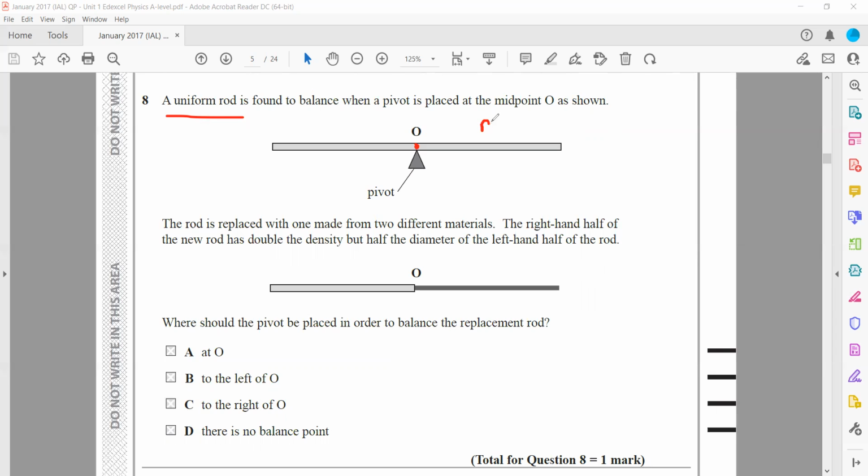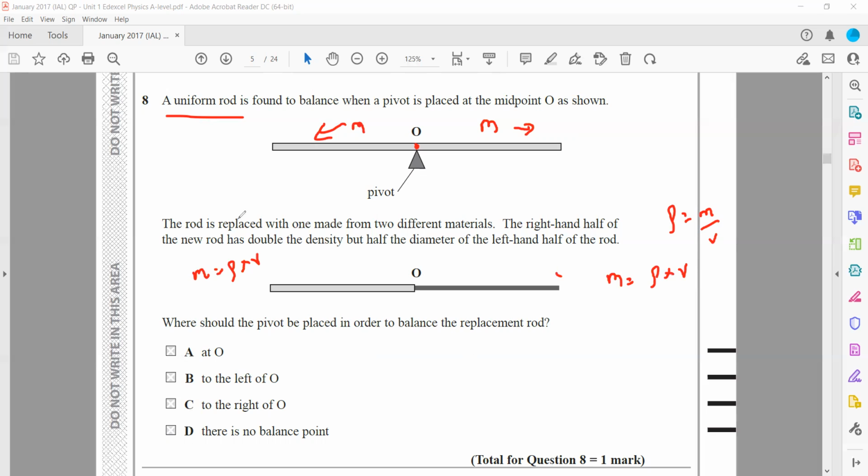Basically, for the first rod, the mass was evenly distributed. The mass on the right hand side and the mass on the left hand side were evenly distributed. That's why the center of mass was at the center. But now we have to check, if both have the same length, what will the mass be here? Density is equal to mass over volume, so mass is equal to density multiplied by volume. And for this side also, mass is equal to density times volume.